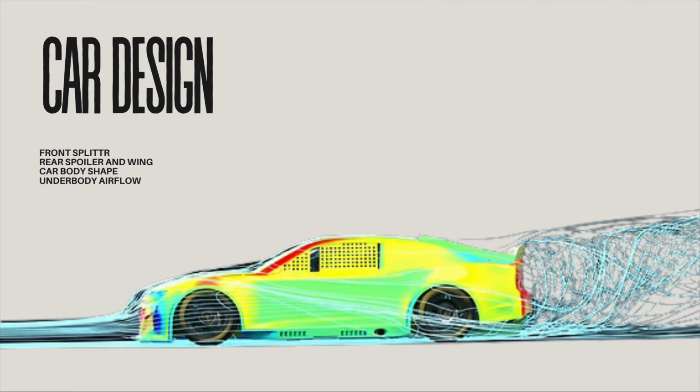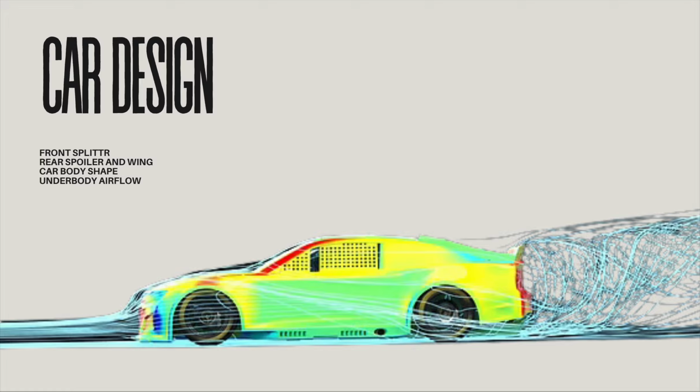Now we're going to be talking about car design. NASCAR cars are engineered to manipulate airflow for maximum downforce and minimum drag. The shape of the car determines how efficiently it cuts through the air. The front splitter creates high pressure on the front end. It adds front downforce for stability in turns. The rear spoiler, or the wing, increases rear downforce by redirecting airflow upwards. This prevents the back wheels from losing traction.